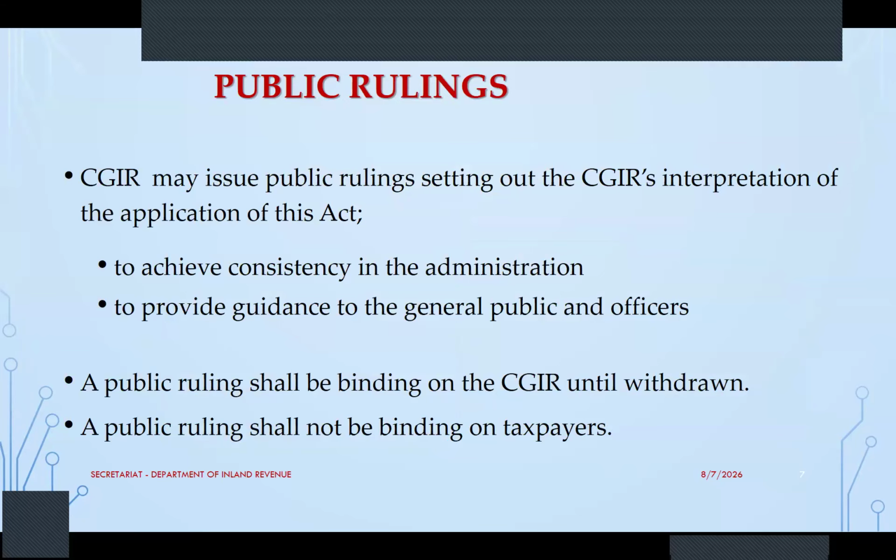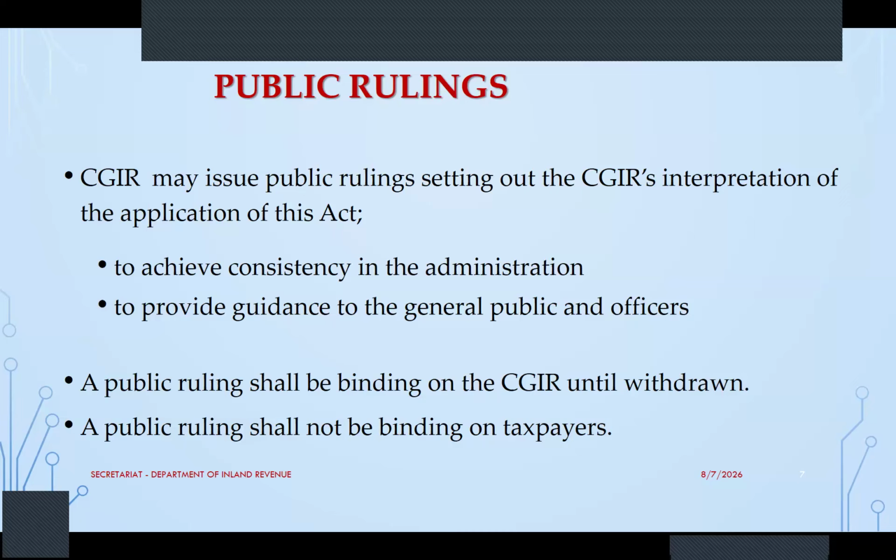CGIR means Commissioner General of Inland Revenue, who can issue rulings setting out the CGIR's interpretation of the application of this Act. That means when you are reading the Act, one person can understand one provision in one way, and another can understand the same provision in a different way. So we call it an ambiguity.